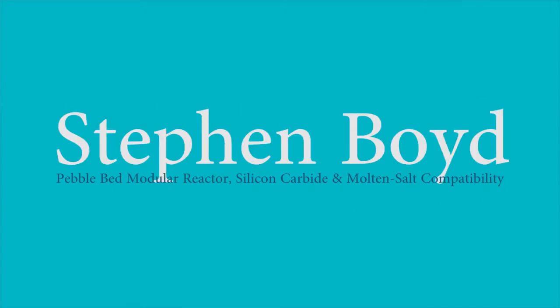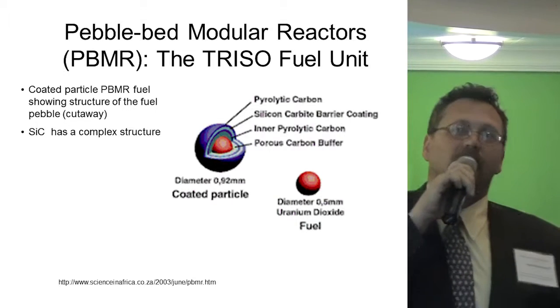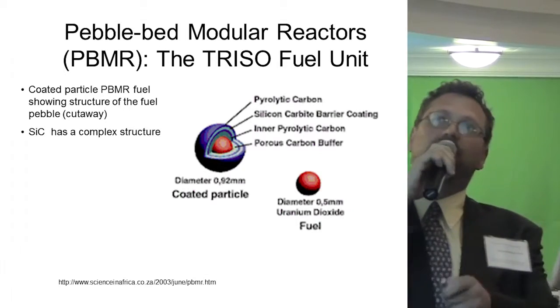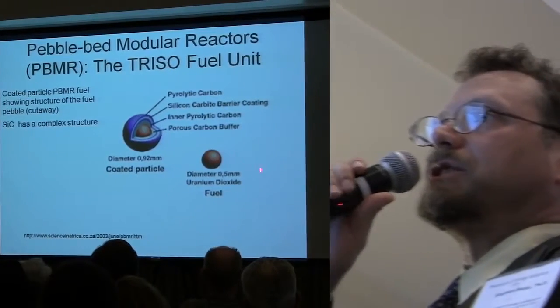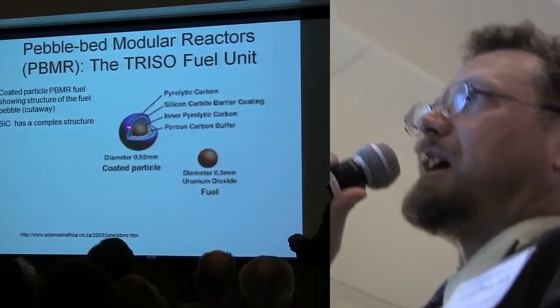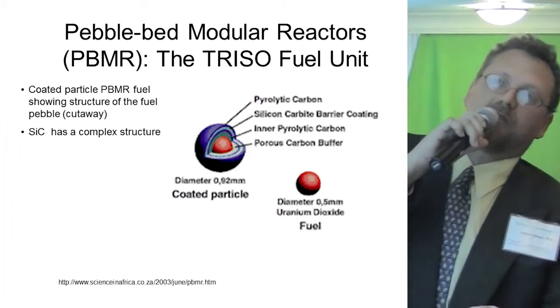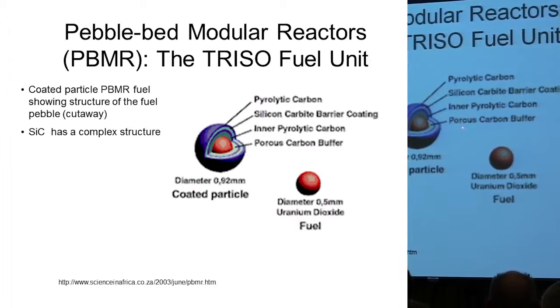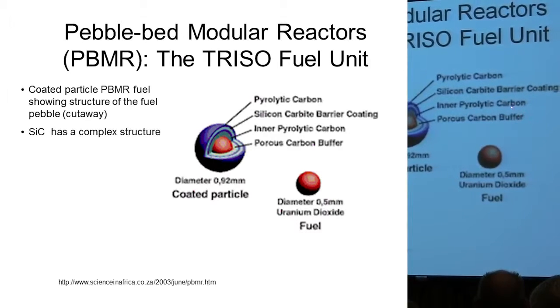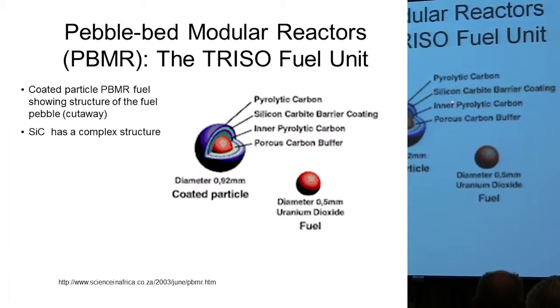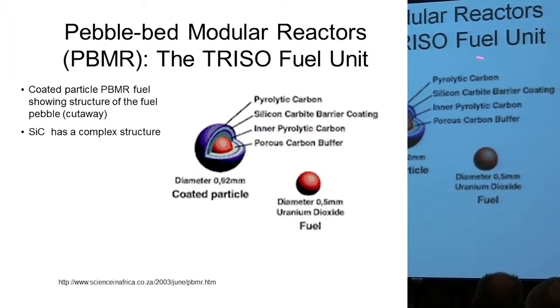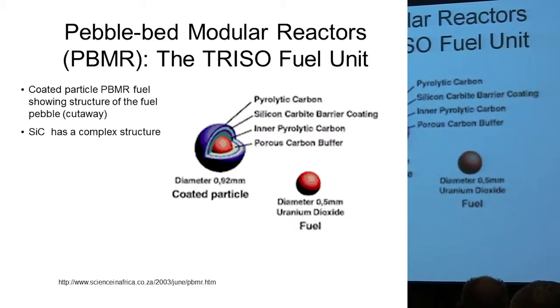One interesting design for nuclear reactors is the pebble bed modular reactor. At the heart of it is the TRISO fuel unit. Here's the UO2 pellet that's inside, or pebble. And here we get to the meat of the matter. We've got porous carbon. We've got an inner layer of pyrolytic carbon. We've got a silicon carbide barrier. And we've got an outer layer of pyrolytic carbon.